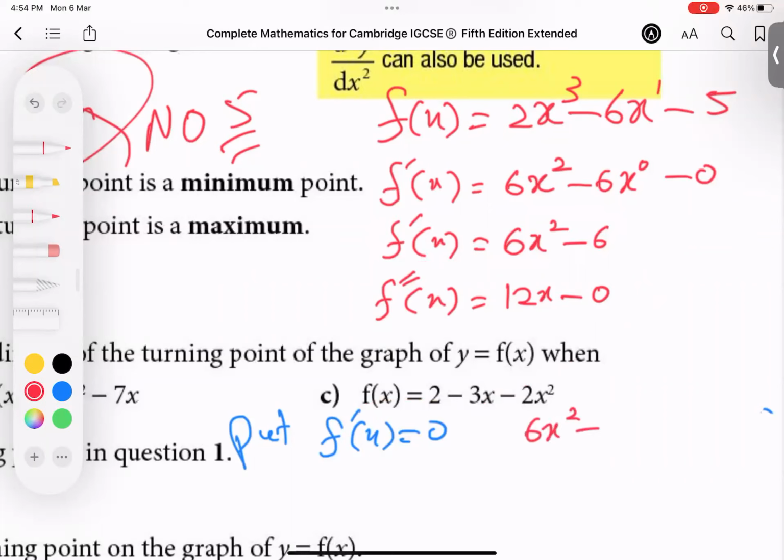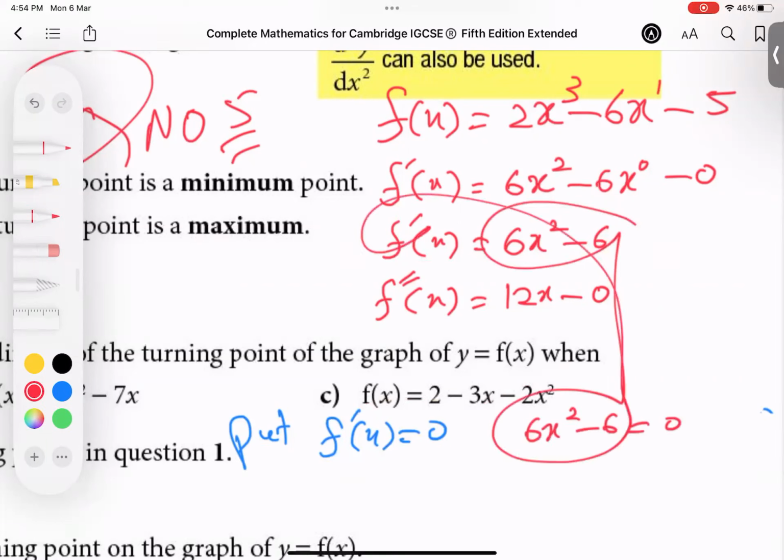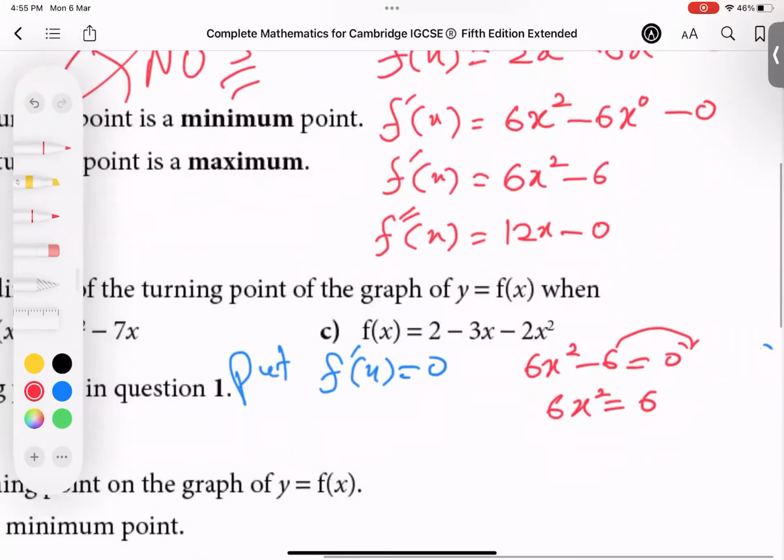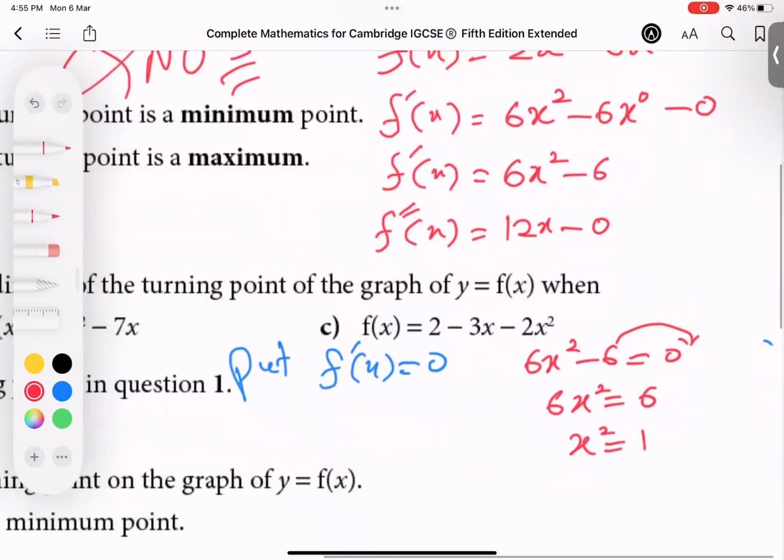6x to power 2 minus 6 equal to 0. All right, the same thing I copied from here, first derivative, and then 6 will go on the right hand side. So 6x to power 2 equal to 6. 6 will divide, I will get 1. Take a root of both sides.